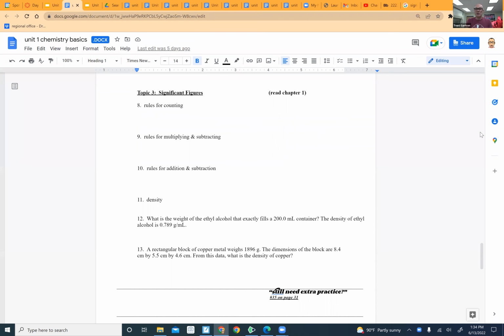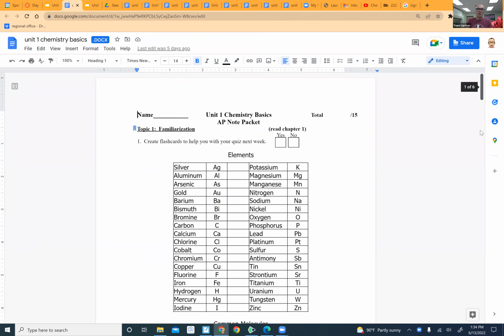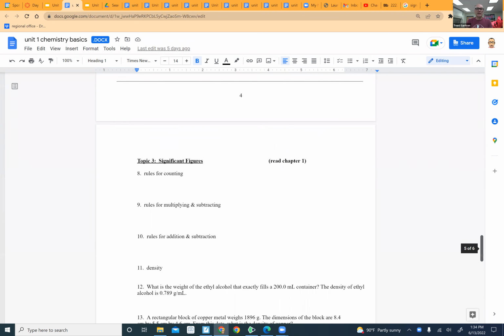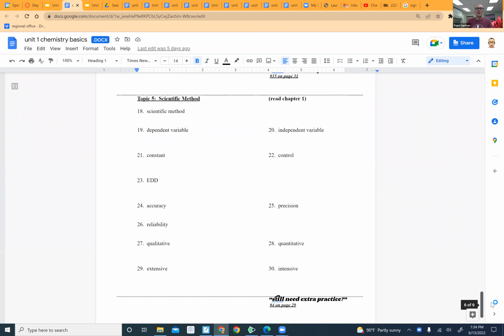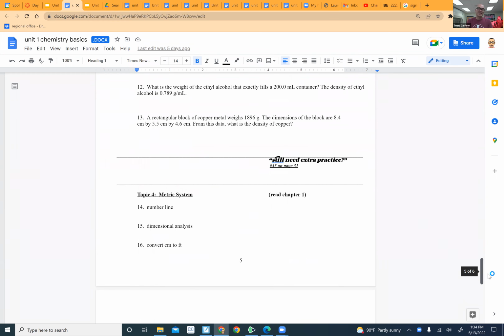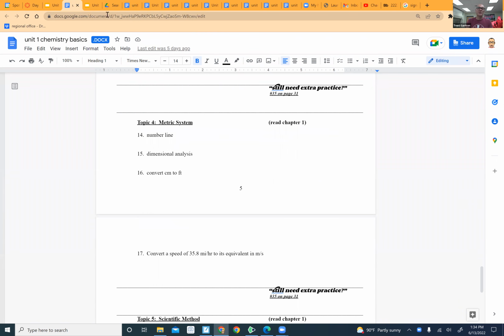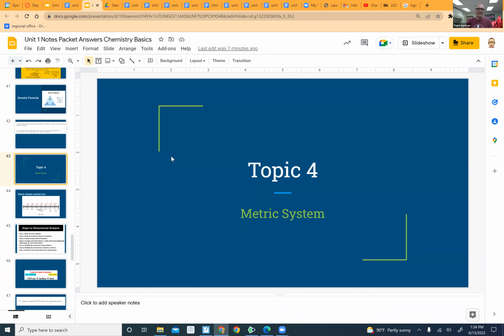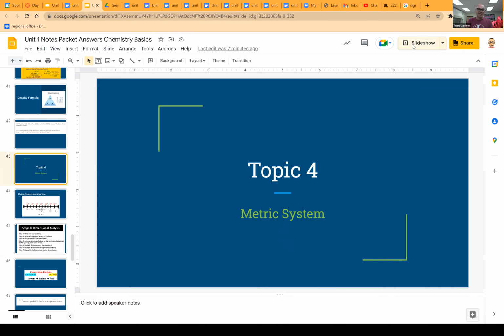If you notice, this is your Unit 1 note packet that you can find in the module section of your Canvas pages, and you would just simply scroll down past 1, 2, 3 till we get to the metric system. So this is something that everyone should be very familiar with. It shouldn't be too difficult for us to get through this rather seamlessly.